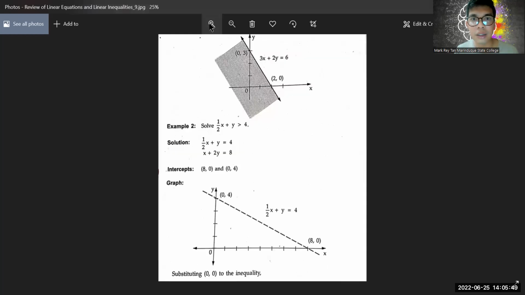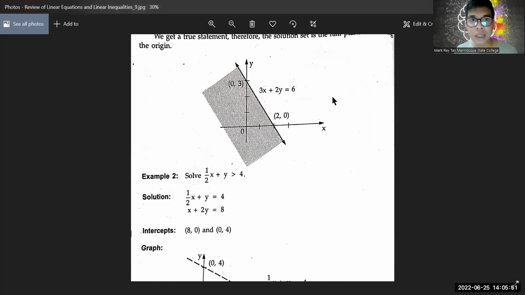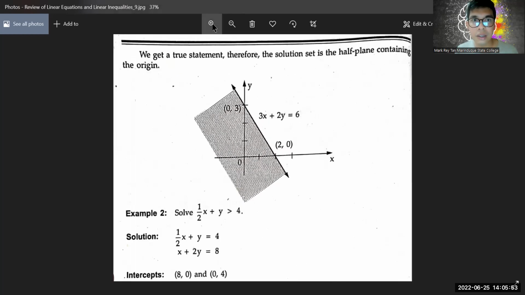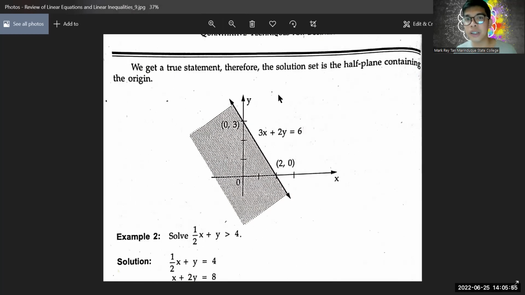Dahil true siya, ang gagawin natin daw, basahin ko na lang. We got a true statement. Therefore, the solution set is the half plane containing the origin. How to do that? Diba, ito yung graph natin. This is the same with the graph earlier. It's just wala siyang mga ganyang faded area.